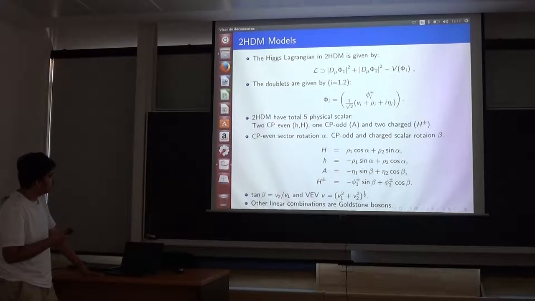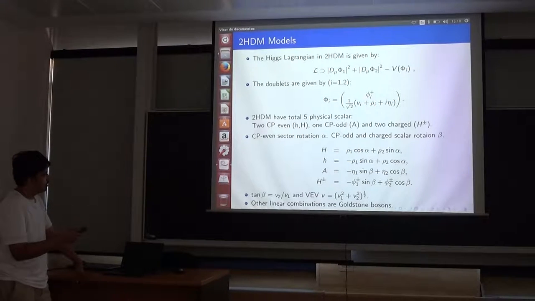So now, between the two CP-even bosons, one will be the 125 GeV Higgs boson. This way we pose this model. There are new scalars: one heavy CP-even scalar, one heavy CP-odd scalar, and two charged scalars. The CP-even sector rotation is alpha, and the CP-odd and charged scalar rotation is beta.